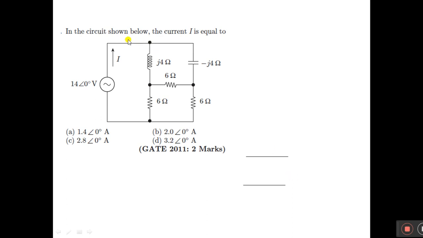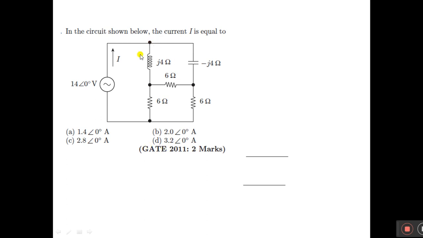Next question. In the circuit shown below, the current I is equal to, the current given in the circuit itself as I. Option A 1.4 angle 0 degree ampere. Option B 2.0 angle 0 degree ampere. Option C 2.8 angle 0 degree ampere. Option D 3.2 angle 0 degree ampere. This question was asked in GATE 2011, 2 marks. Very simple, a 2 mark question, very simple.